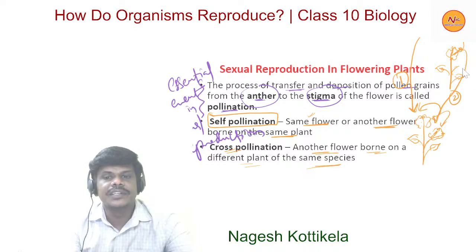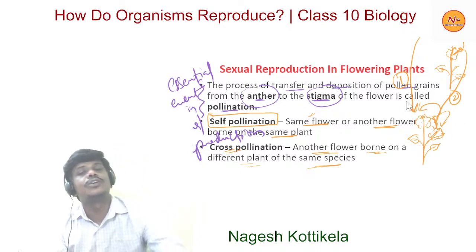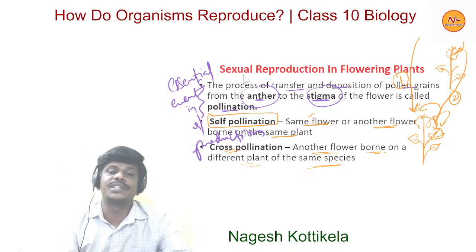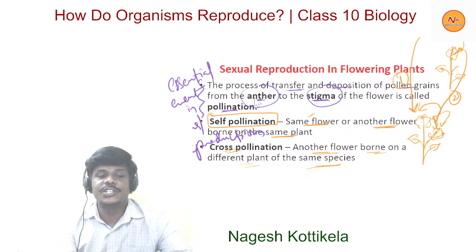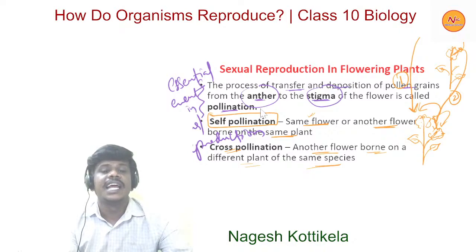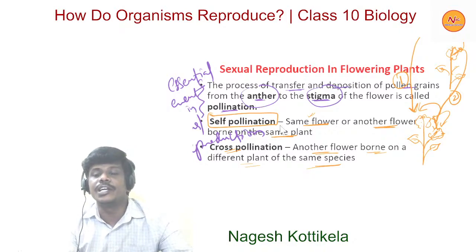Okay, you can see this is anther to stigma. So like this, anther to stigma, if the pollen grains are transferred, that is what we call pollination, and it is an essential event in the sexual reproduction of seed bearing plants.